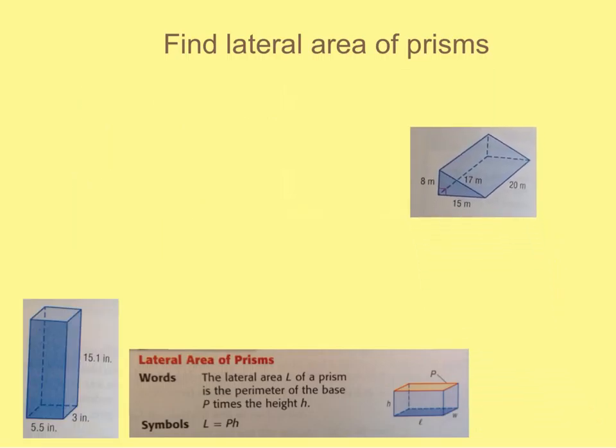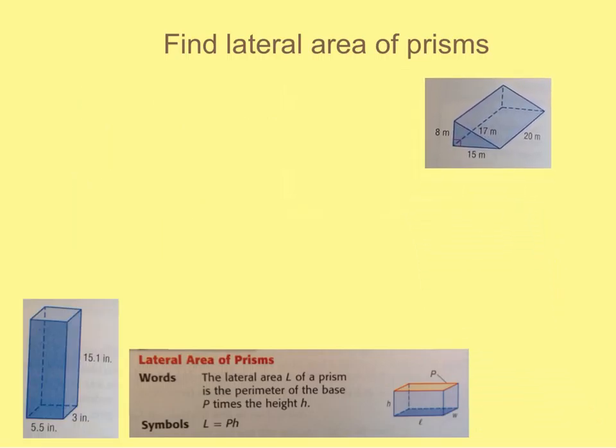So let's find the lateral area of this triangular prism now. So we'll start off by writing our formula down. The lateral area equals perimeter times height, perimeter of the base. So perimeter of this triangle here, we've got 8 and 15 and 17. We know we're going to add those.